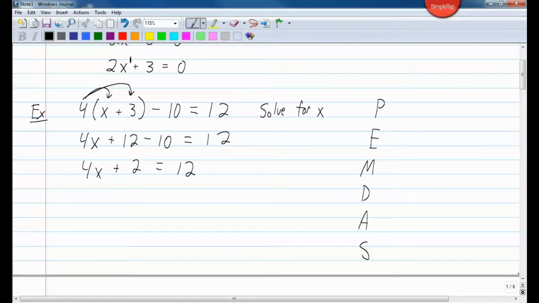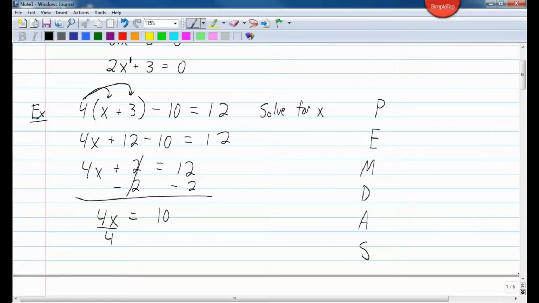My main goal is to get the x by itself. So I need to get the 4x term by itself. How do I get the 4x term by itself? I need to get rid of this 2, and it's a positive 2, so I subtract 2. The thing about equations is, if you do something to one side of the equation, you have to do the same thing to the other side of the equation. So that's going to be minus 2, minus 2, so 4x equals 10.